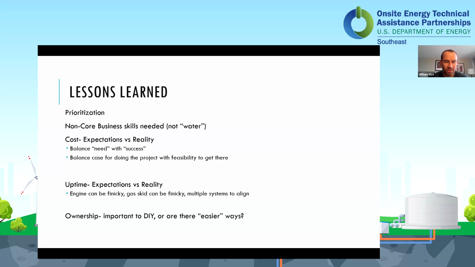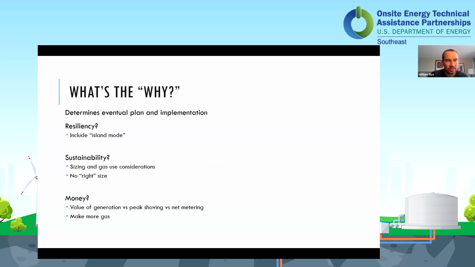The last thing, of course, is to figure out, if you're wanting to buy or own a CHP system, the real question is why. Is it important for you to really own that system, or just to have access to that system? So the ownership question really is important. What is the why for doing the CHP?